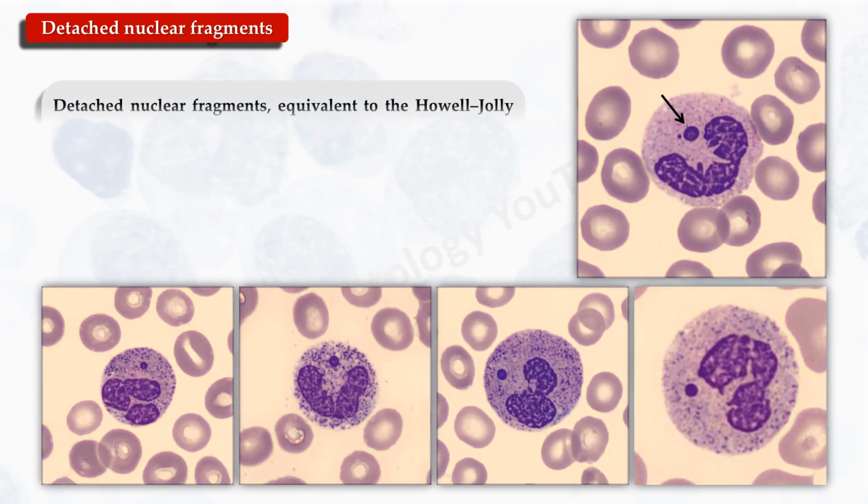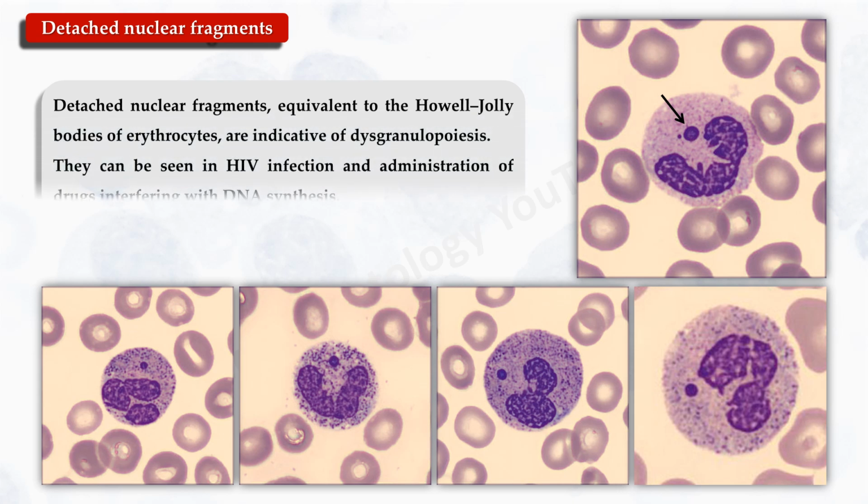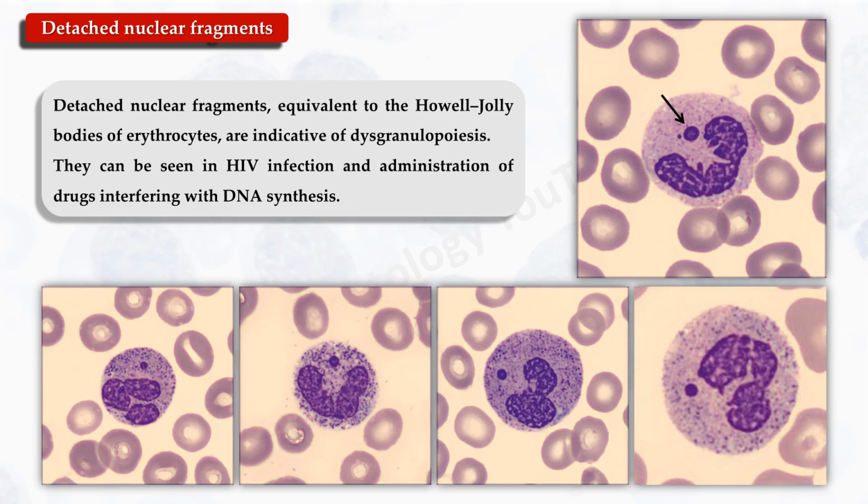Detached nuclear fragments, equivalent to the Howell-Jolly bodies of erythrocytes, are indicative of dysgranulopoiesis. They can be seen in HIV infection and administration of drugs interfering with DNA synthesis.